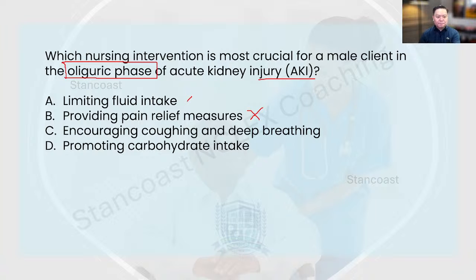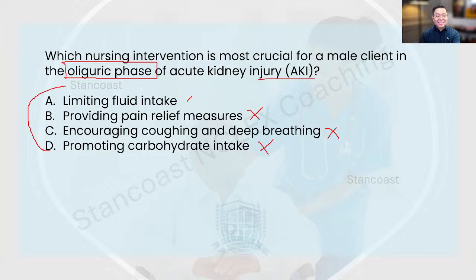Now for D, promoting carbohydrate intake. Do you think that this will resolve the issue of the oliguria if we're going to give them a lot of carbohydrate-containing food items? Maybe it will probably help some, but it doesn't really take priority over the fluid restriction. That's why we're going to eliminate it. It doesn't resolve the issue. Our issue here is that there is fluid retention. The kidneys are not able to get rid of the excess waste products and also the water.